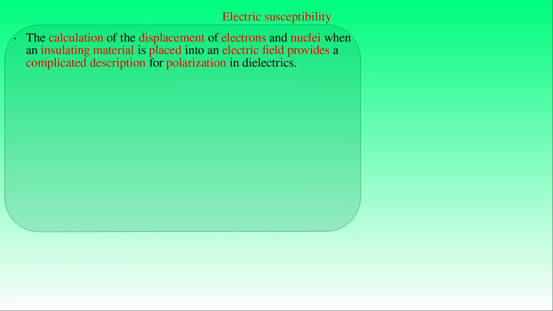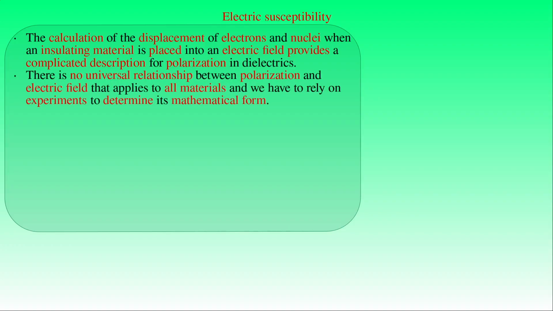In order to provide that vector equation, we basically need to determine the polarization vector from the properties of the polarized dielectric material. If the atomic structure of matter is known, then in principle it is possible to calculate the displacement of electrons and nuclei when an insulating material is placed into an electric field. Obviously, in this way we obtain different and very complicated descriptions for the polarization depending on the specific cases. There is no universal relationship between polarization and electric field that applies to all materials, and we have to rely on experiments to determine the missing equation mentioned above.